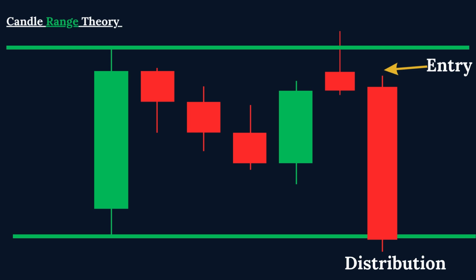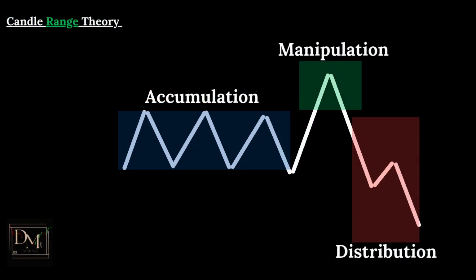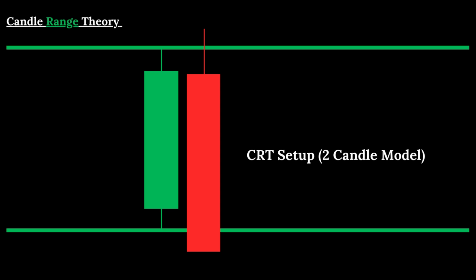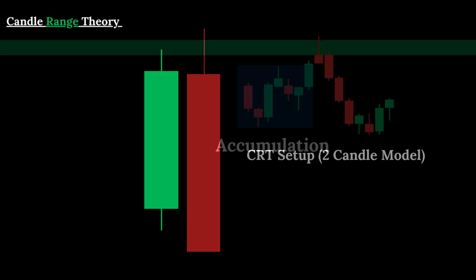So the takeaway here is that the important part of this strategy is finding the correct market structure in the form of an AMD model. And with this understanding, we can even find setups that involve only 2 candles. But to explain how this works, we would have to look at this second candle on a lower time frame.